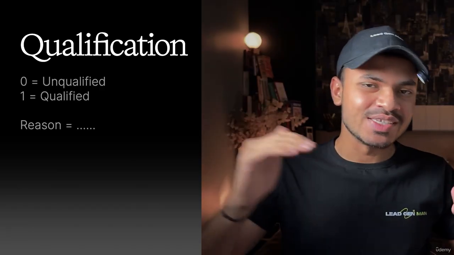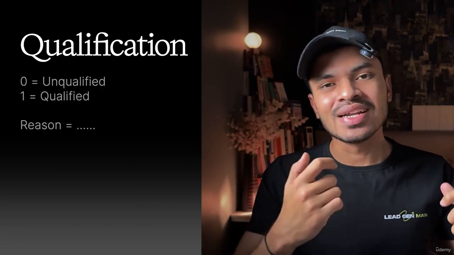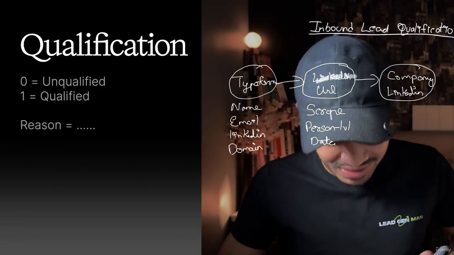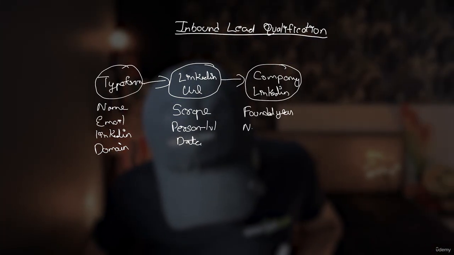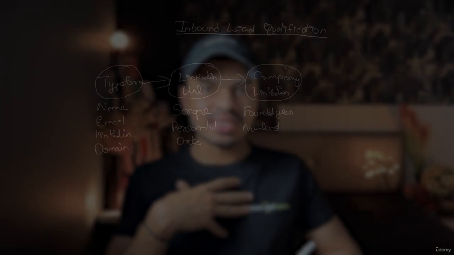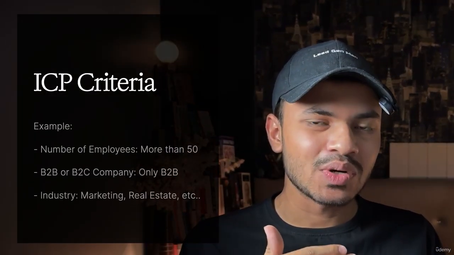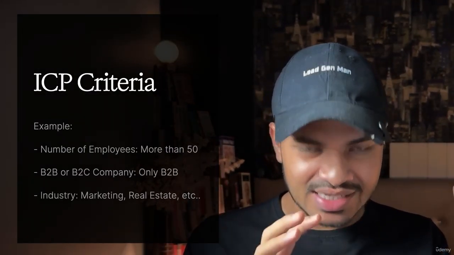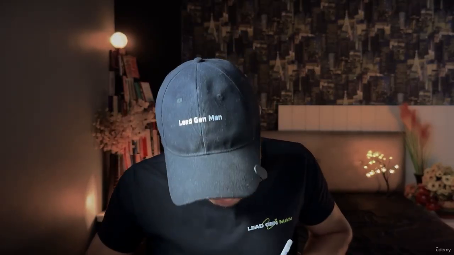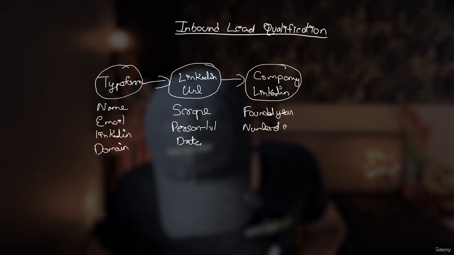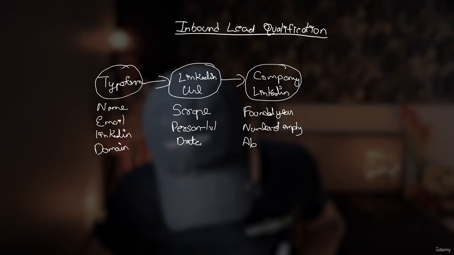We tell our AI agent, hey, you have this data. Is this inbound lead the right fit for us or not? So just qualify them on 0 to 1. 0 means unqualified, 1 means qualified, and give the reason why you say so. I can use the number of employees. For instance, we are a B2B agency and we work only with companies that have more than 50 employees. So we can easily fill this information into our AI agent. If the number of employees is less than 50, don't qualify our inbound lead. Number of employees, about us page, etc.